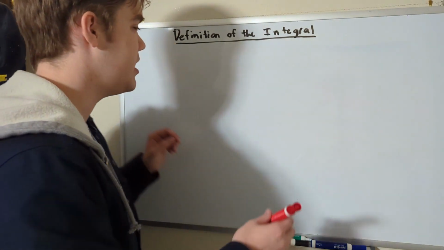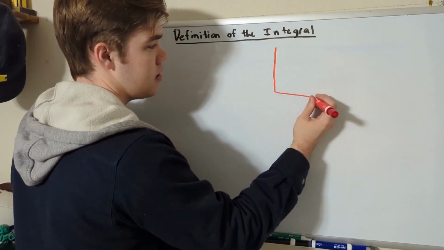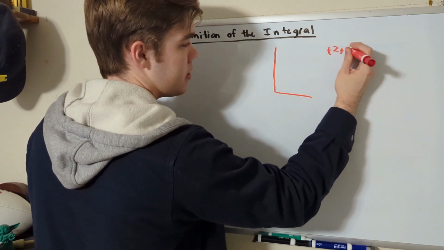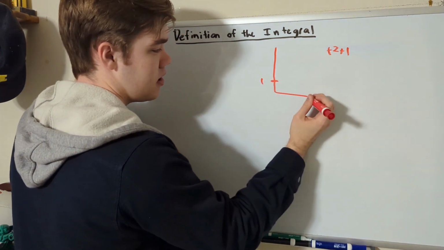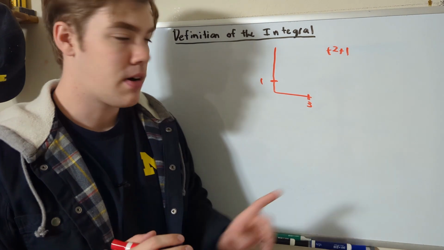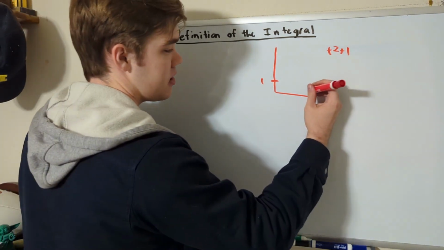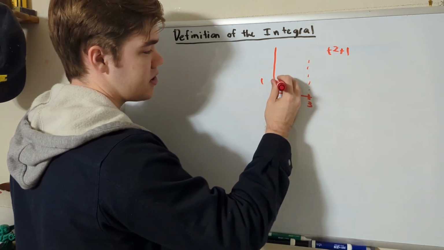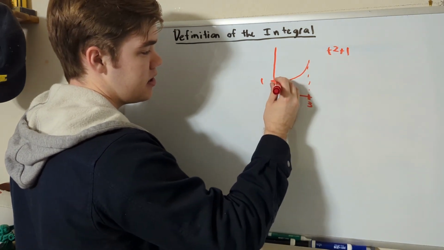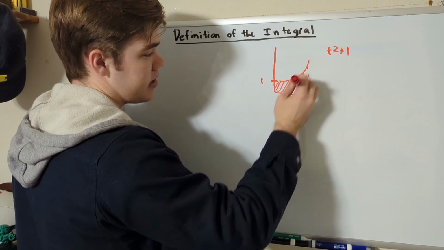So first, let's just draw the basic graph of t squared plus 1. This graph is labeled as t squared plus 1. It starts at 1, and this is 3. Remember, our particle is traveling from 0 to 3, so that's why I'm going to 3 here. Let's draw this dotted line as the boundary, and the function will look something like that. The shaded area under here is what the integral finds.